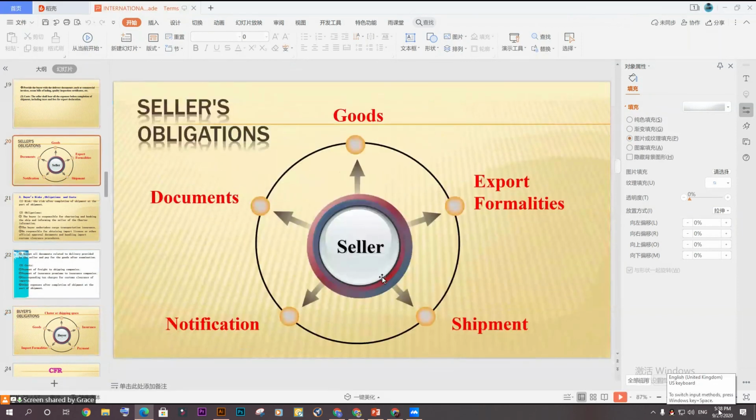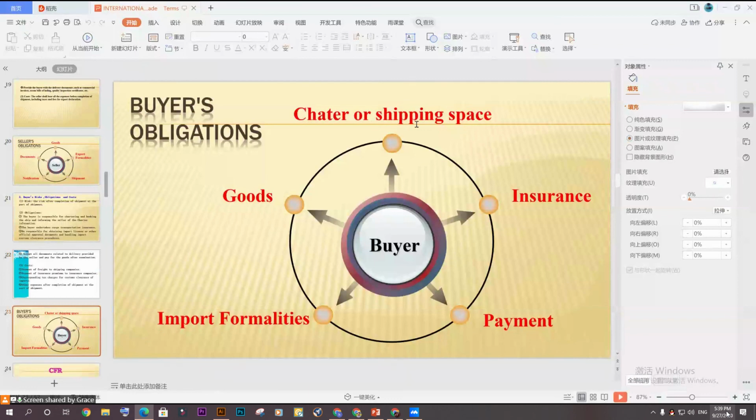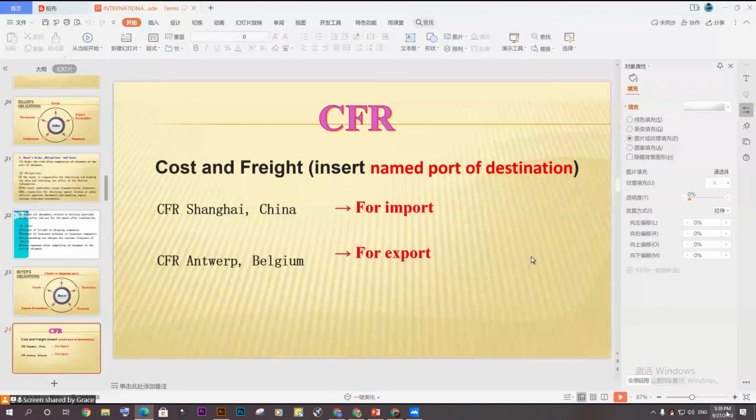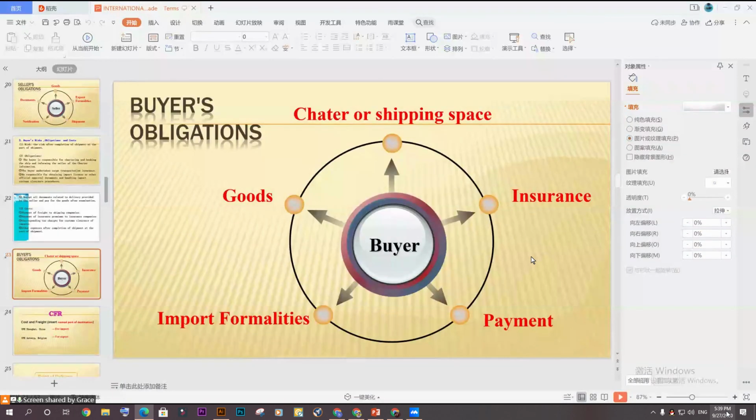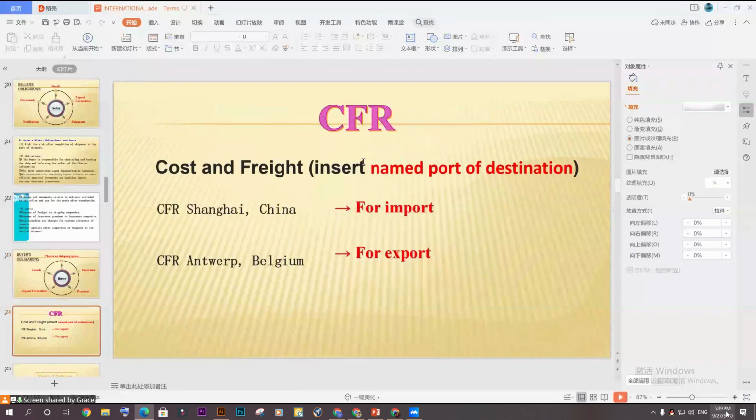Okay, go back to look at the seller's obligations. The seller's obligations: goods, export formalities, shipment, notification, and documents. And for the buyer, that is the charter or shipping space, insurance, payment, import formalities, and goods. So for these three FOB terms, we have known the different obligations of sellers and buyers. And the second one is CFR.